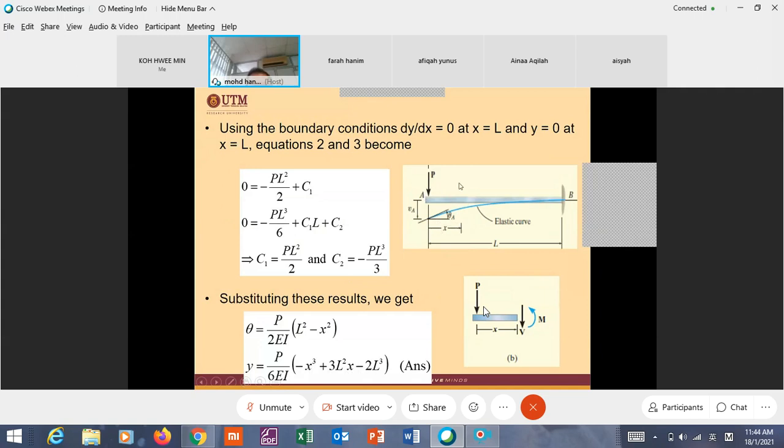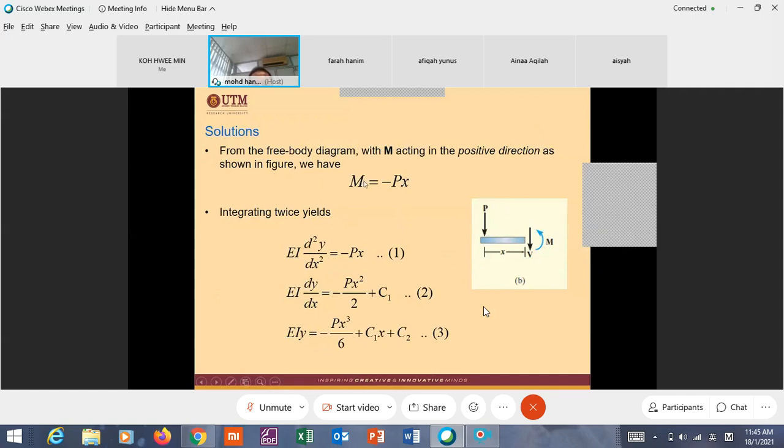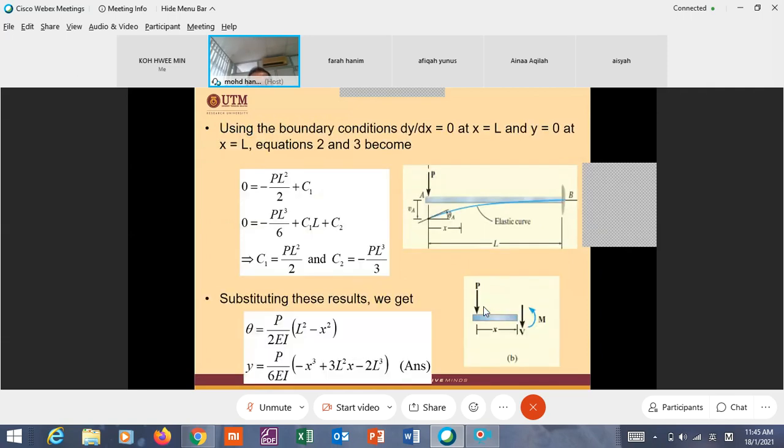Why from A? Because your moment equation starts from A, or from the left, not from the right. Actually, you can also derive the moment starting from the right, but you will end up with the same equation. Okay, that's the first example.